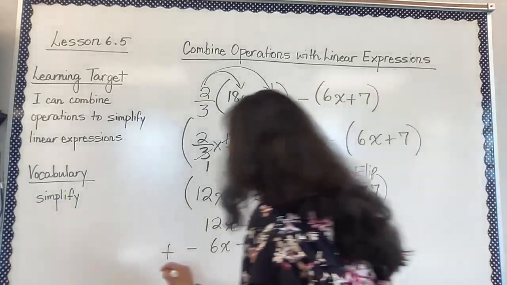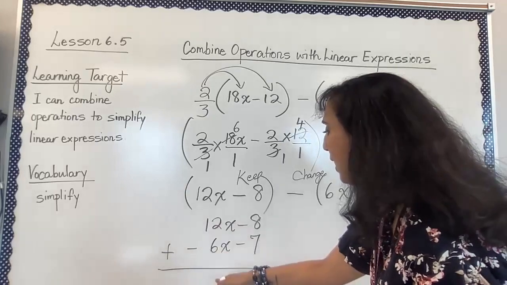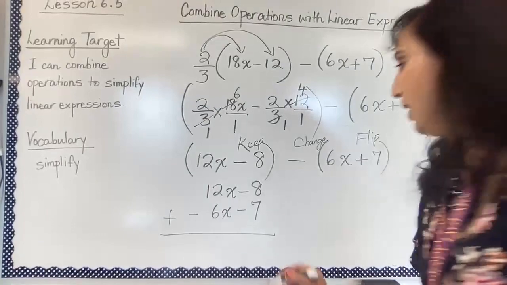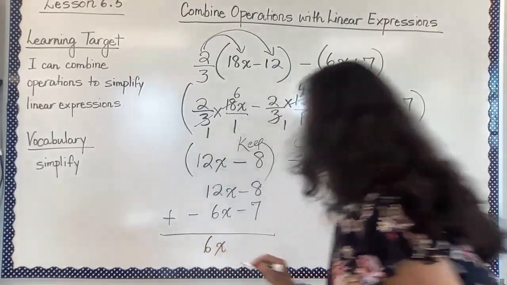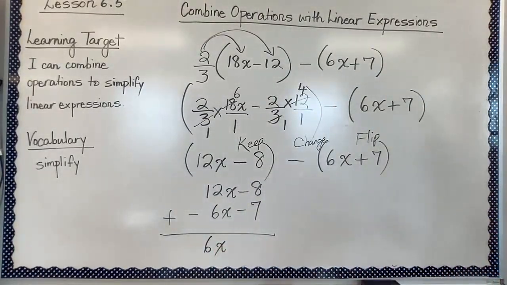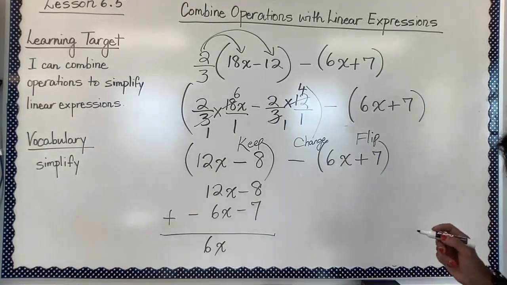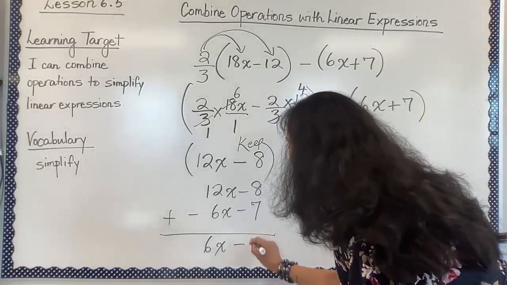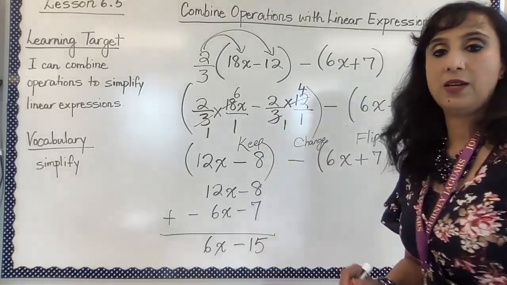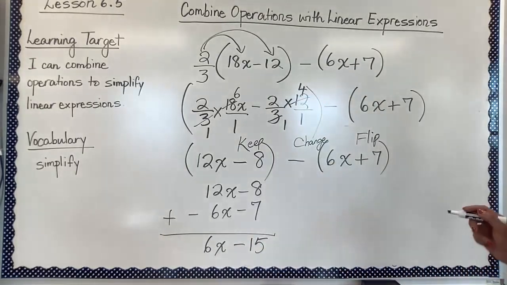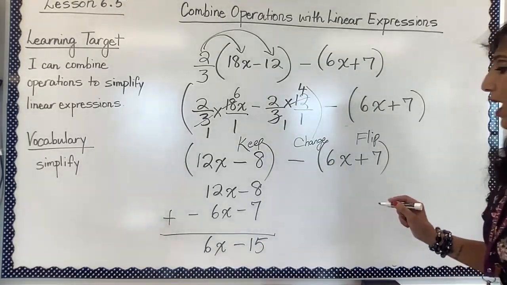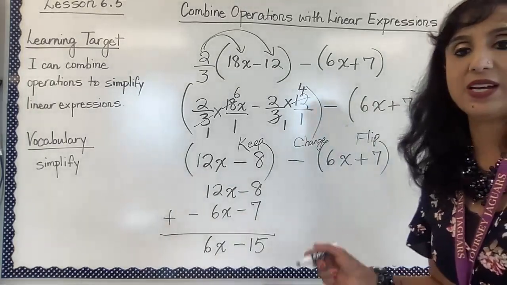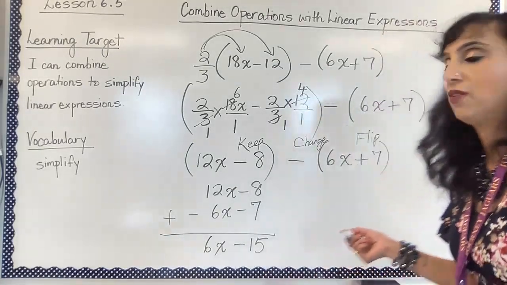And so now when I am looking at this, opposite signs, what is 12 minus 6? I get 6x over here. And then I can see that negative 8 and negative 7 are exactly the same sign. So I am going to add them, and I get minus 15. Next thing I look at, I've got to factor it out. So if I look at 6 and 15, what is the greatest common factor? Of course, it is going to be 3, right?